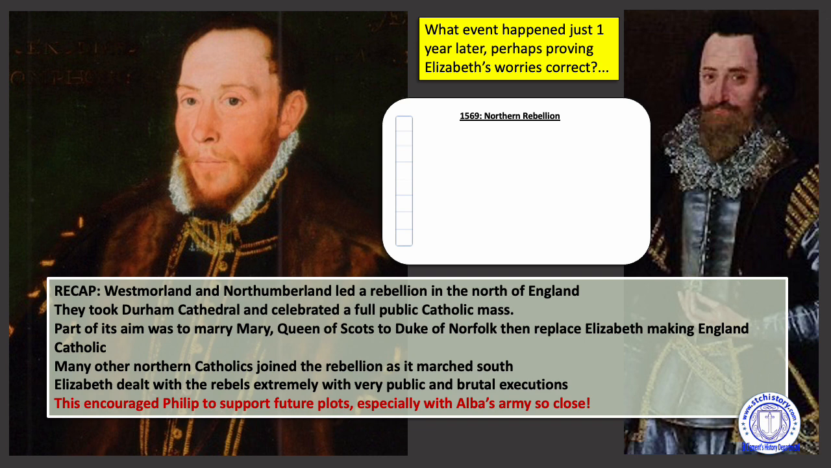Just as a recap, that's going to help you. The most important bit, though, for you to think about when you're deciding how dangerous the Northern Rebellion is the bit in red, that this encouraged Philip to support future plots, especially with Alba's army so close. Now, we know from last lesson that Elizabeth deals with the Northern Rebellion very, very easily. The Duke of Norfolk sort of panics a little bit. She hangs about 700 people on these trees from the south to the north, just as a warning to anybody else, never to do this again.